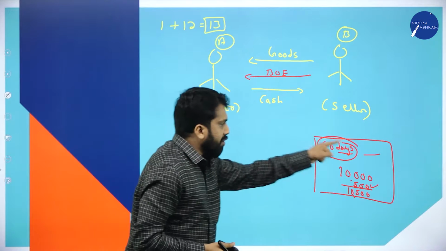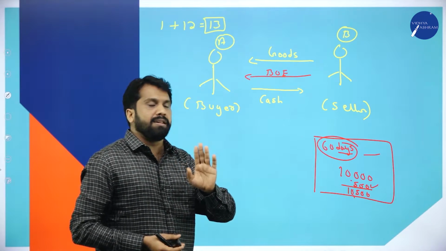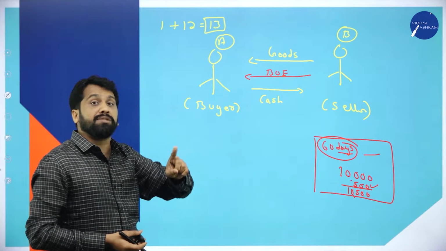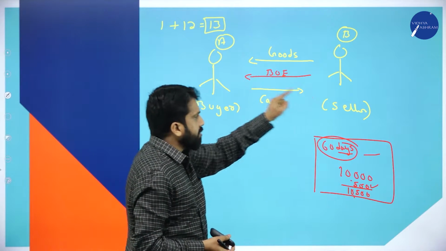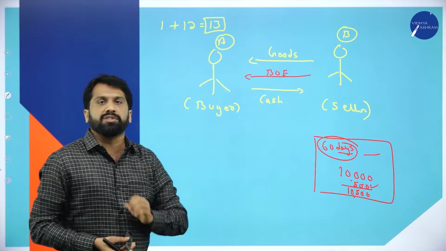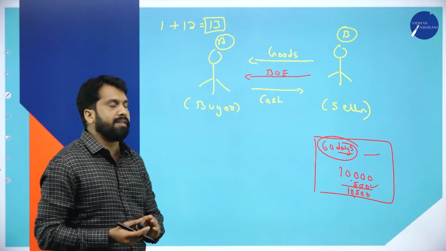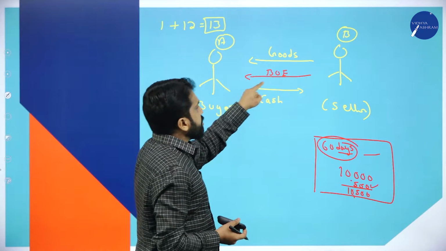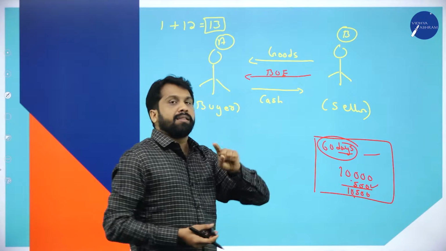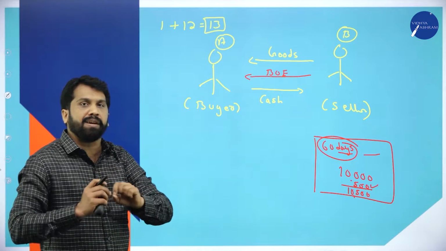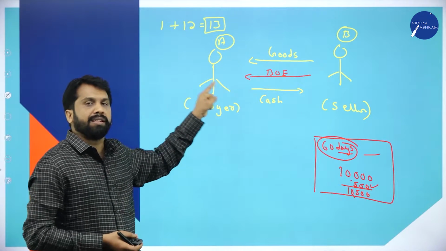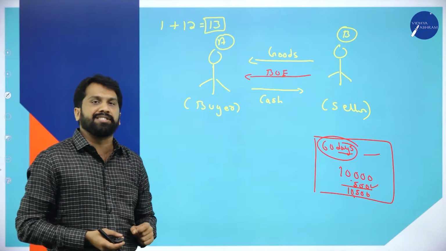Now, this is a paper bill which is exchanged from B to A, transferred from B to A. This we call bills of exchange. Hope you understood. Clear? Yes. Now, this document will be prepared by whom? Seller. This document has to be signed by whom? Buyer. So this process we call bills of exchange.